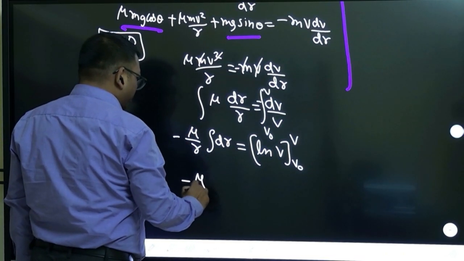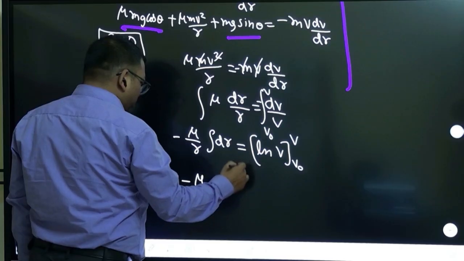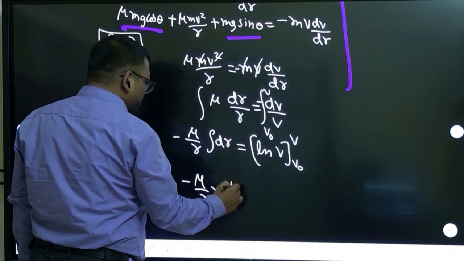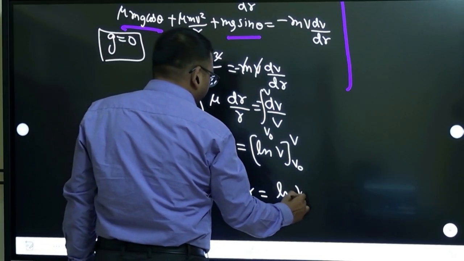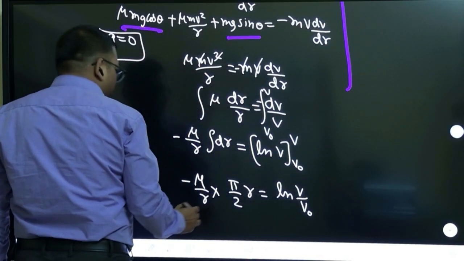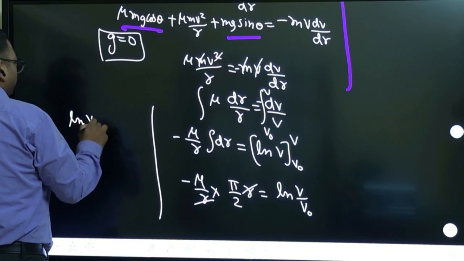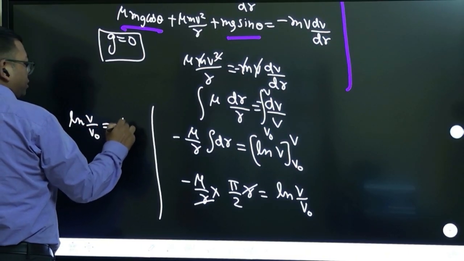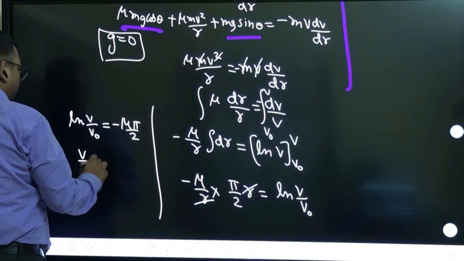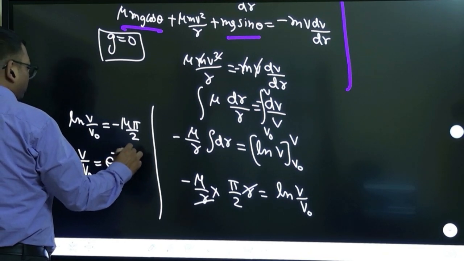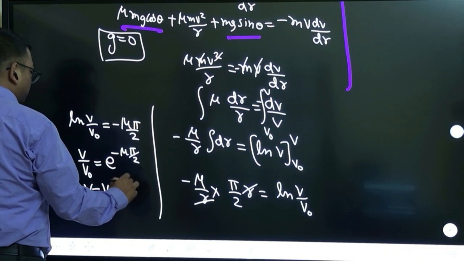So minus mu by r, and this integral of dr is the path length, which is a quadrant of a circle, so that means pi by 2 into r, and this ln v by v naught becomes, but from here r gets cancelled, so ln v by v naught becomes minus mu pi by 2. So then v by v naught becomes e to the power minus mu pi by 2. Then v becomes v naught e to the power minus mu pi by 2.